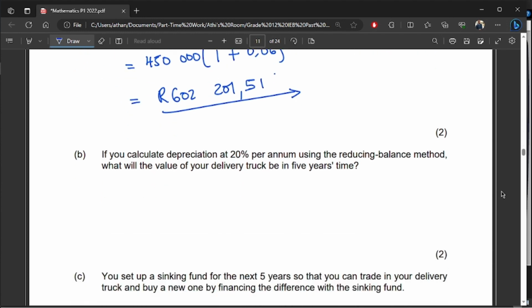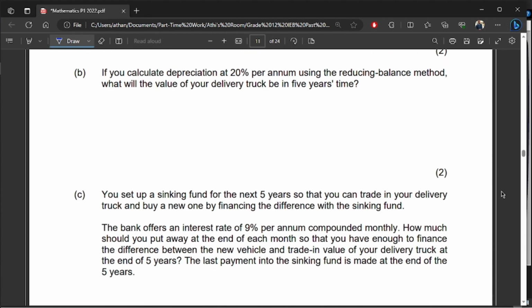Moving on to question B. If you calculate depreciation, now that money is gonna go down, we're going to subtract here. If you calculate depreciation at 20% per annum using the reducing balance method, what will the value of your delivery truck be in 5 years? As you know, once you buy something or once you buy a car from a dealership, the moment you take it out of the dealership, the value decreases. That means if you decide to sell it on the spot after taking it out, it won't be the same amount that you paid. It will be a lesser amount because the value has depreciated.